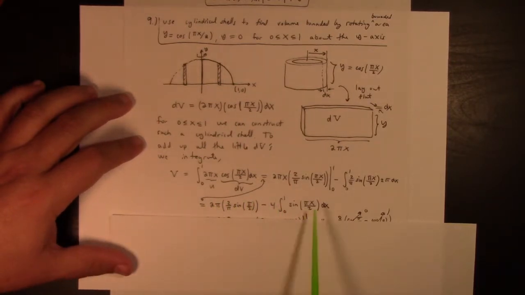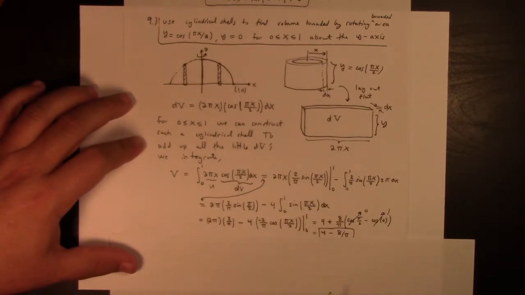And then I have to integrate that, which gives me minus 2 over pi cosine pi x over 2. I have to evaluate that from 0 to 1. Again, the first term gives me a 4. And the second term gives me 2 times 4 is 8, and I've got a pi, and then a cosine pi over 2, which is 0, by the way, and the cosine of 0, which is 1.